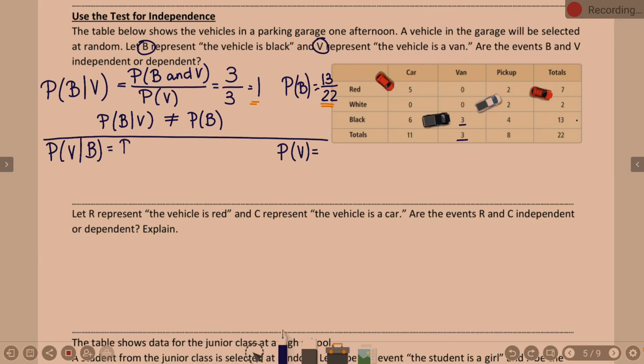On top, what's always on top? It's the probability of both of them, the probability of V and B, divided by, for conditional, the probability of the second one, so the probability of B. We already talked about the probability of B and V. How many vans that are black do we have? I already used that 3 once, we're going to use it again. Divided by, how many black vehicles do we have?